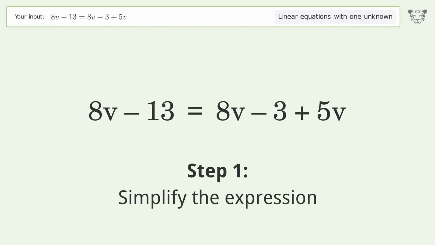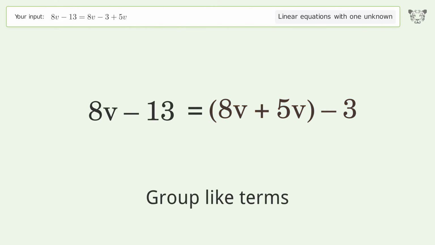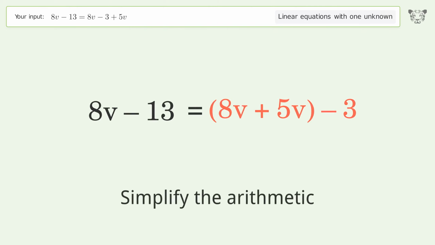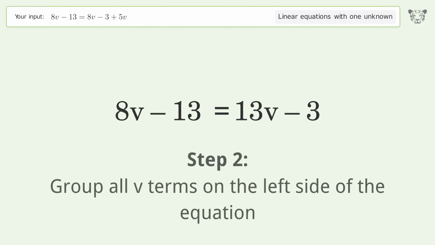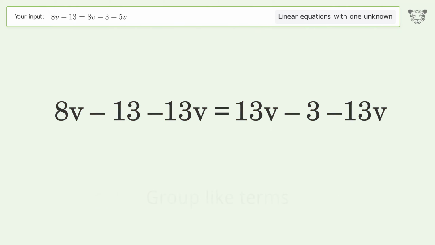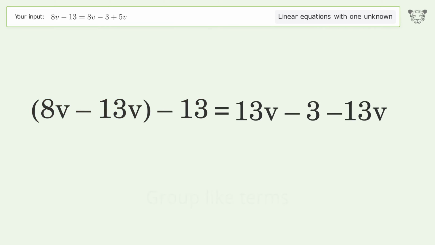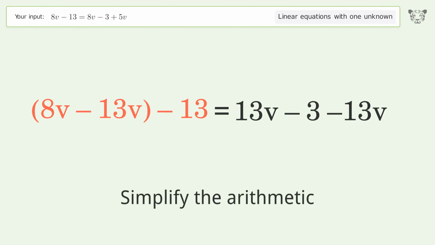Simplify the expression. Group like terms. Simplify the arithmetic. Group all v terms on the left side of the equation. Subtract 13v from both sides. Group like terms. Simplify the arithmetic.